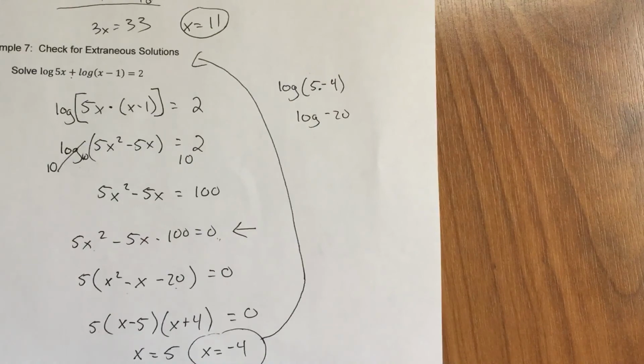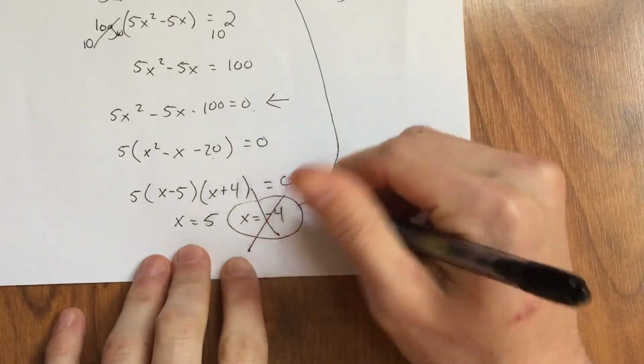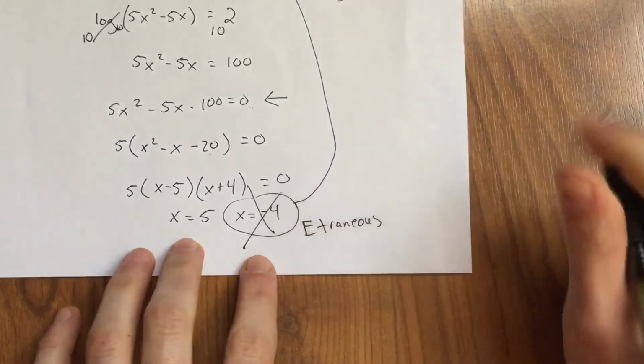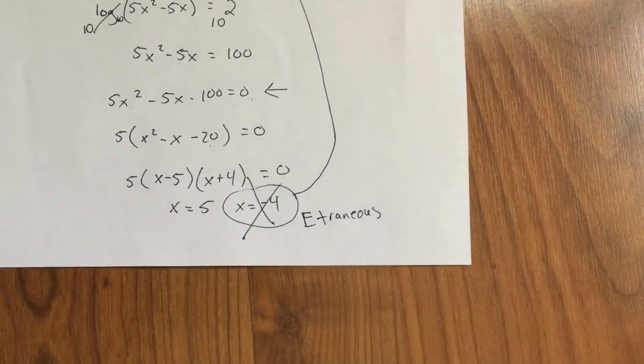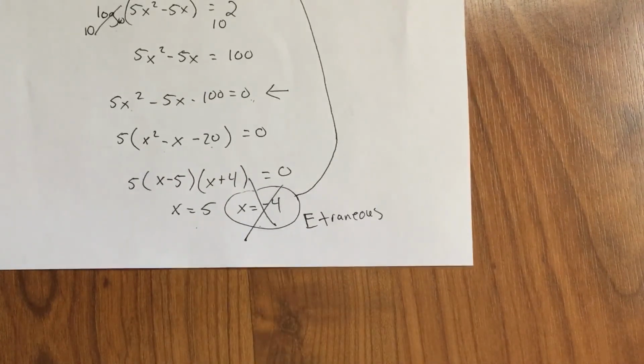If your solution forces you to take the log of a negative number, then that solution is extraneous. Remember that definition of extraneous? It's just like an extra answer that we are not going to use. So even though I got two solutions, x equals negative 4, we would consider as an extraneous solution.